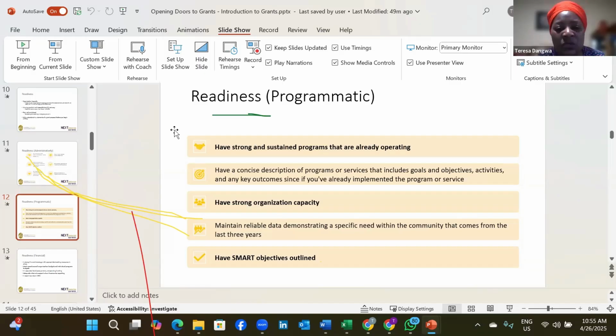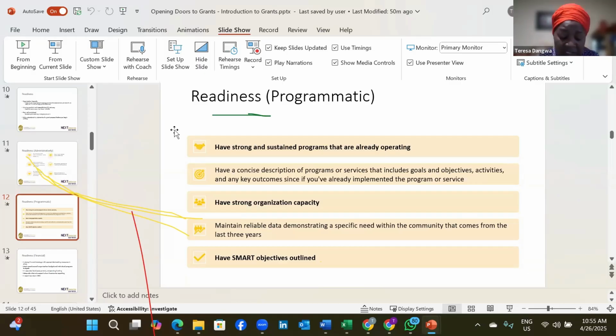Now, have a concise description of programs or services that includes goals and objectives, activities, and any key outcomes. If you've already implemented the program or the service, you should already have some key outcomes that have come out of it. If it's new, if you're a new organization with a new program, you can always do projections. Always do projections.